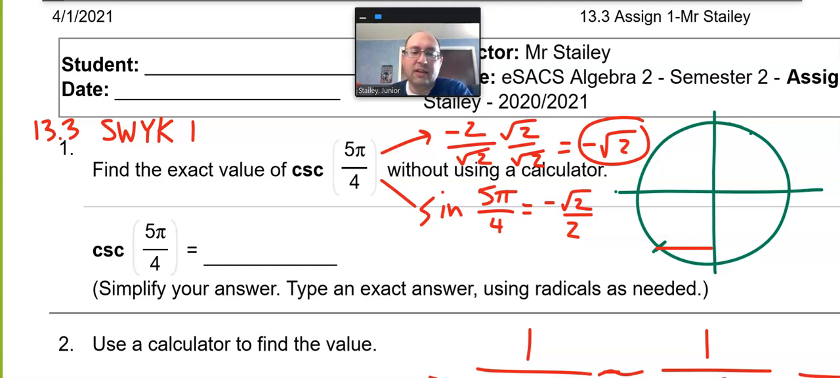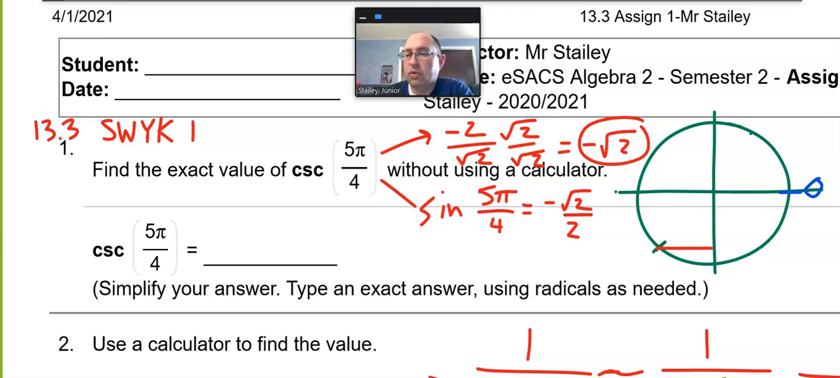Okay, so cosecant. Cosecant goes with a regular trig function that starts with the opposite letter, so it must be sine. So what I tell my students is to go find the sine first. So the sine, so let's see here.